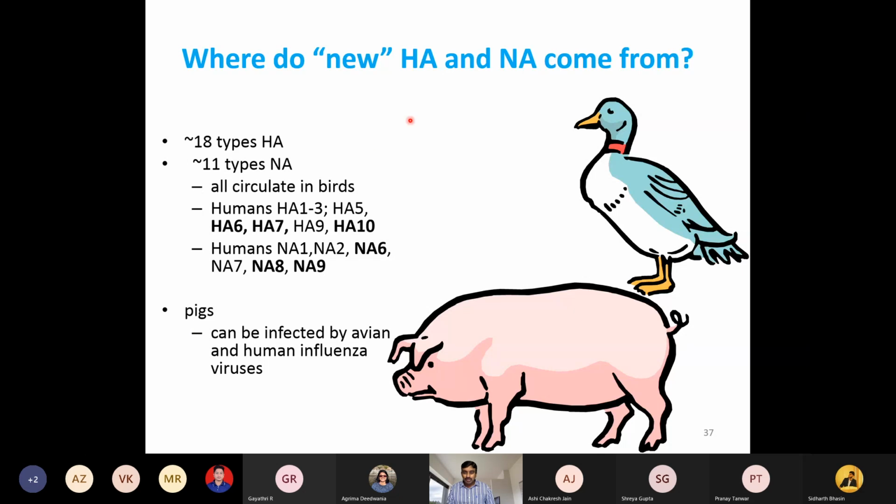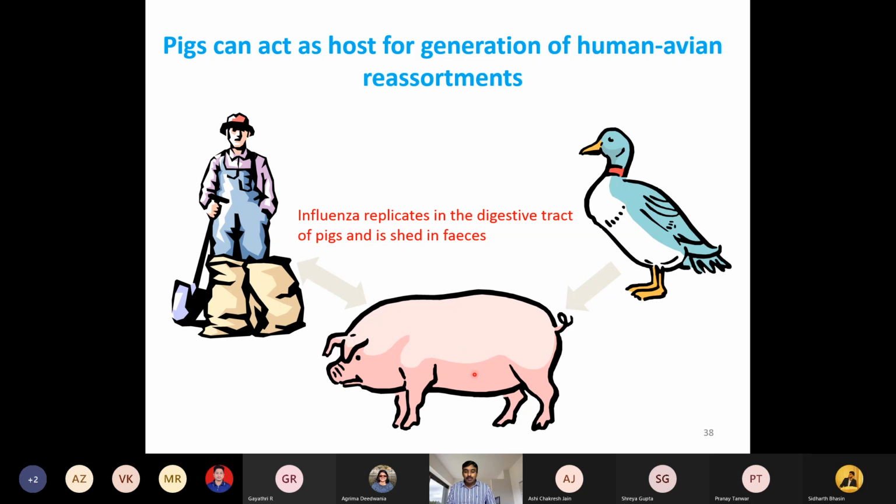What about pigs? We say bird flu, we say swine flu. What is the role of pigs? Pigs can be infected by avian strains as well as human strains. That makes them ideal mixing vessels for strains that come from birds or from human beings. Both of them can infect pigs, and you remember the reassortment cartoon, like shuffling of cards. The virus genome that comes from humans and the virus genome that comes from birds can get reassorted in pigs, and pigs are called mixing vessels. In pigs, it happens more in the digestive tract.